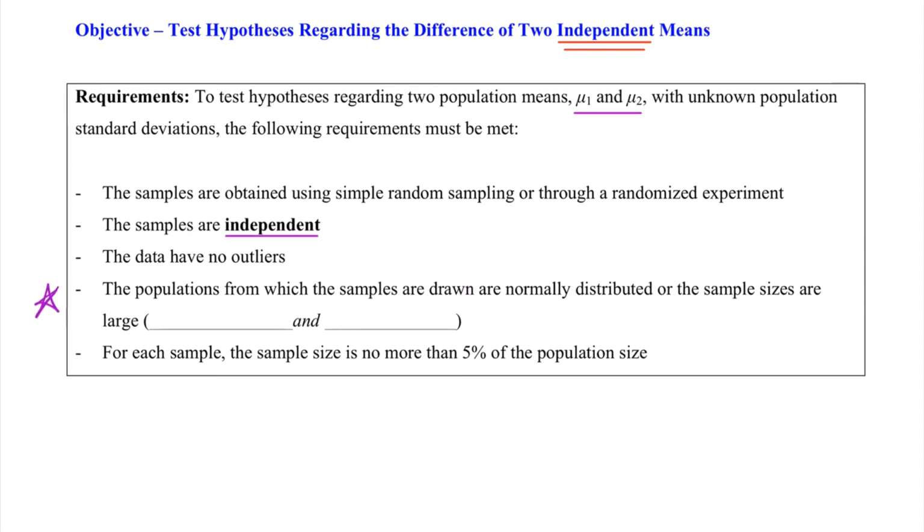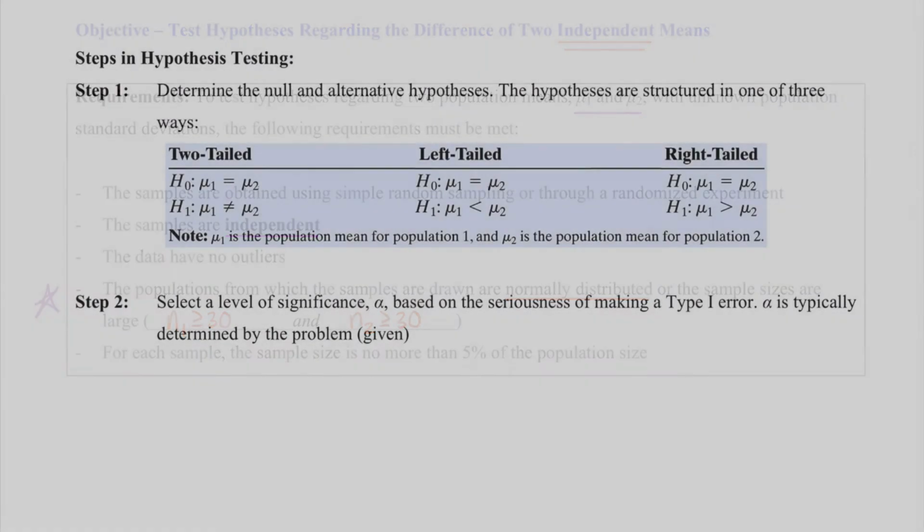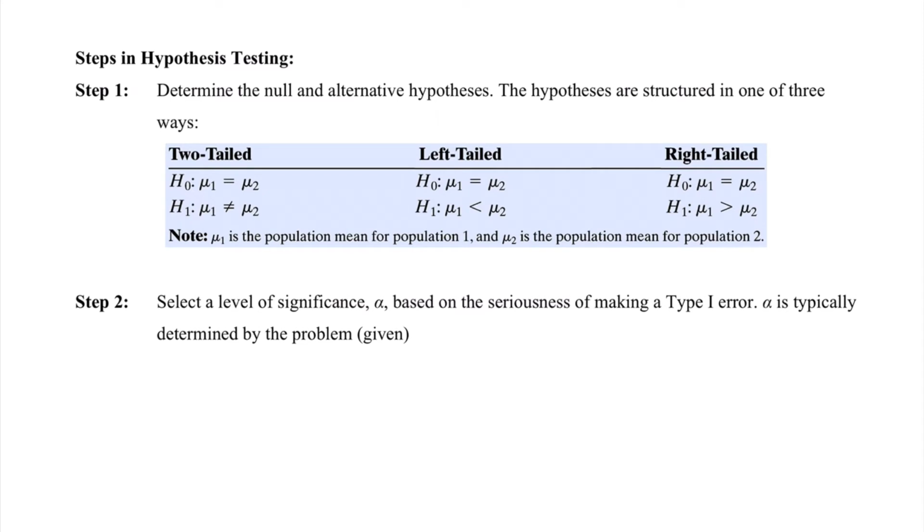But here's the big one. The populations from which the samples are drawn are normally distributed, but if we don't know that the populations are normally distributed, then the sample sizes need to be large, and we've seen this before, but now notice it's for each sample. We need the first sample size to be greater than or equal to 30, and the second size to also be greater than or equal to 30. And of course, for each sample, the sample size cannot be more than 5% of the population size, but usually that's taken care of as well. Well, if that's okay, let's head over to the steps in our hypothesis testing.